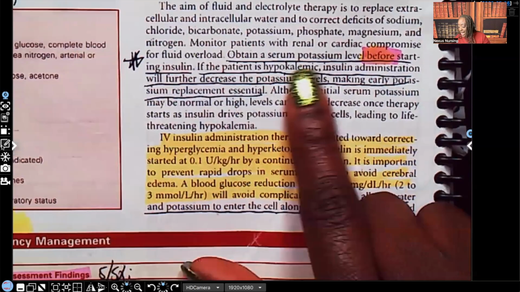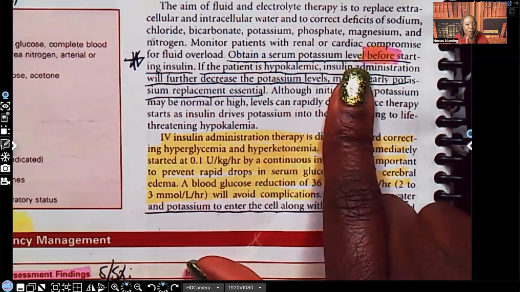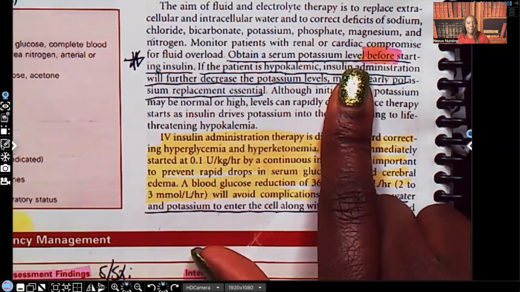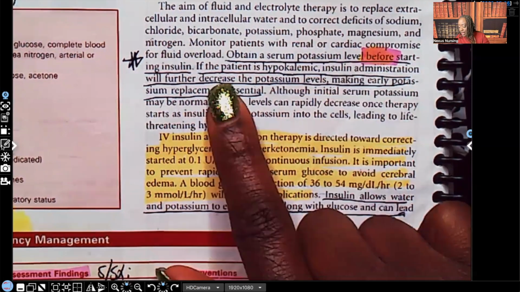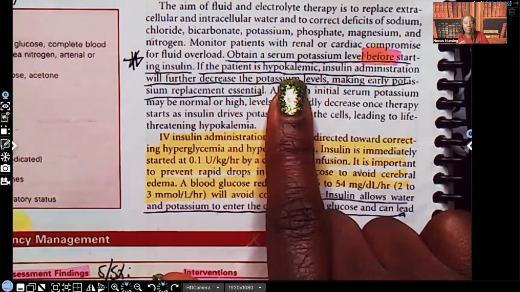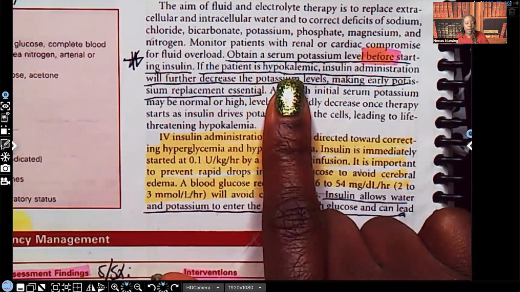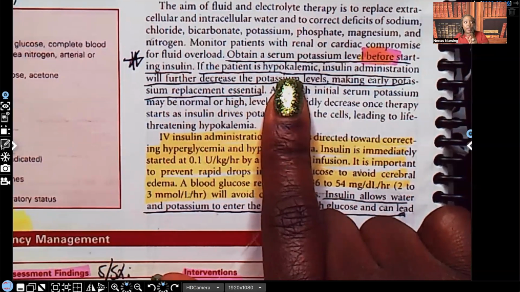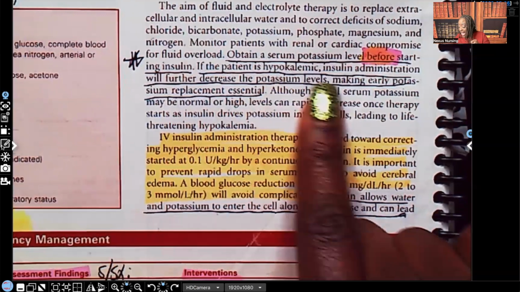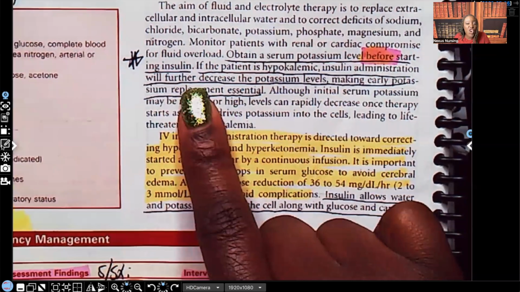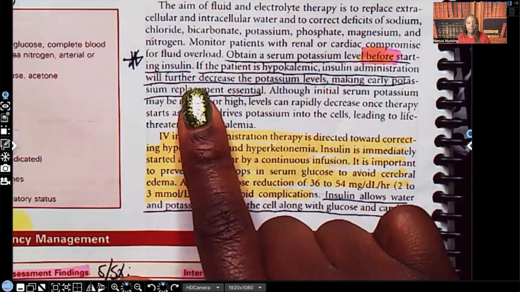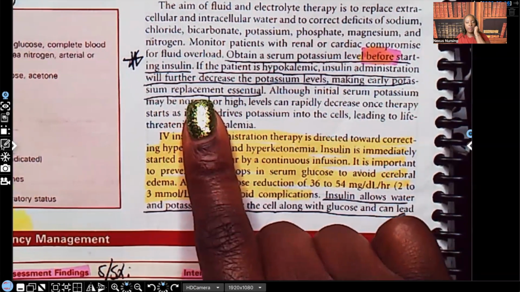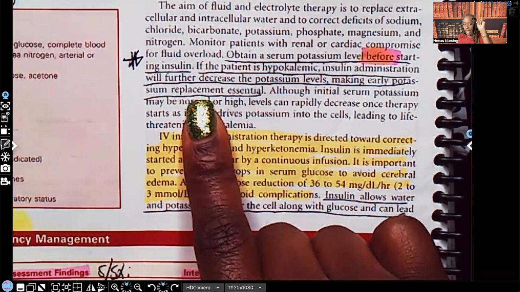You want to obtain the serum potassium level before starting insulin. Look at what this says. If the patient is hypokalemic, by the way, guys, remember a potassium range is 3.5 to 5, very narrow therapeutic range. Look what it says. If the patient is hypokalemic, which means that potassium is less than 3.5, insulin administration will further decrease the potassium levels, making early potassium replacement essential. This is important. Don't lose what this just said, guys.